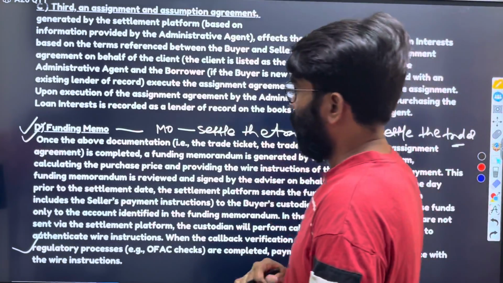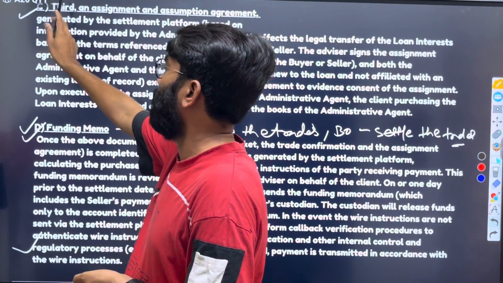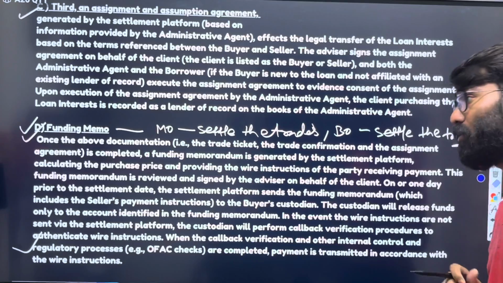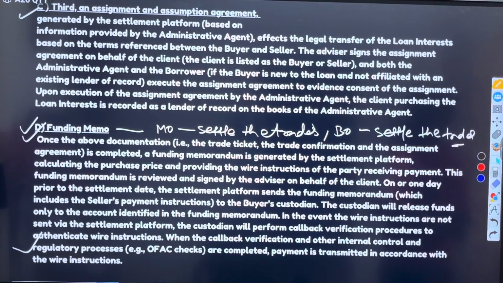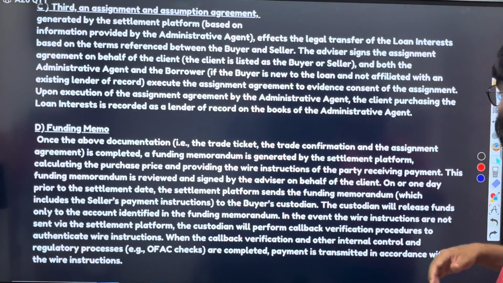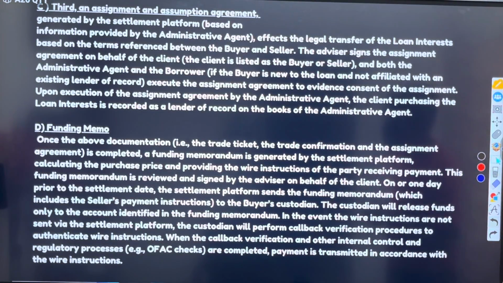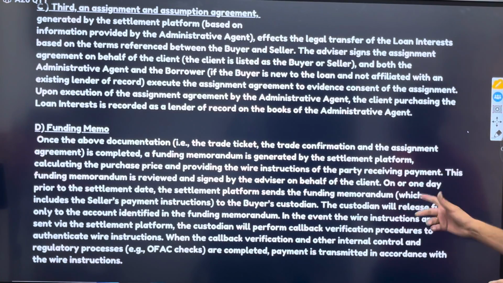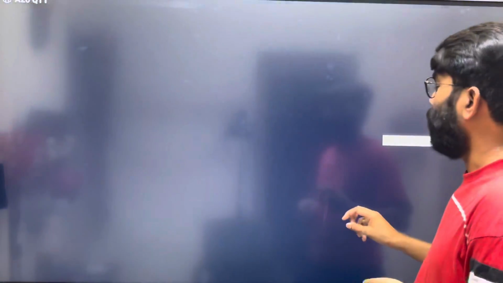And sometimes the funding memo is included in the assignment agreement, so you need to check that. But yes, the funding memo plays a very crucial role. This is how all the documents come into the loan syndication picture. While working, you would see all these documents in the picture.